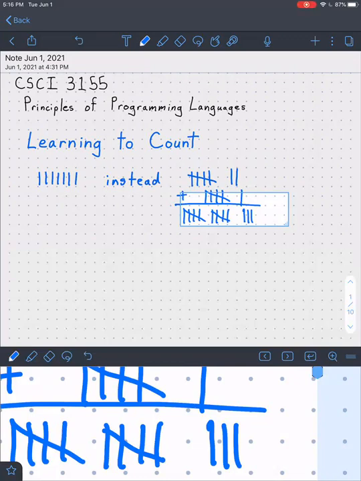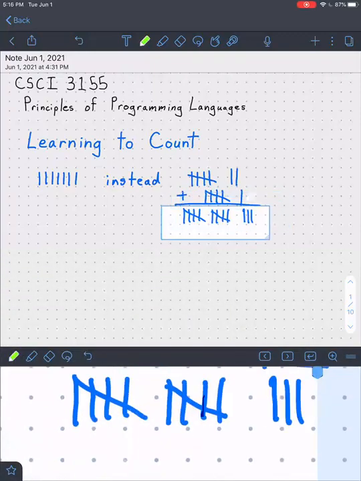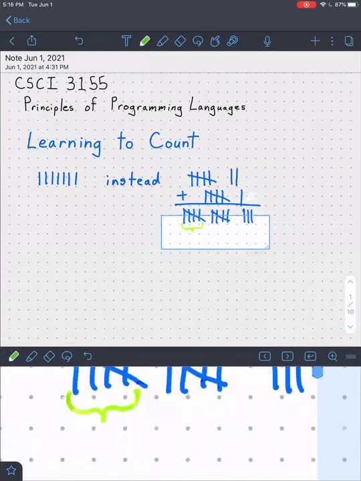Yeah, so we introduce a new symbol. So let's group them by 5s, right? So what's the symbol we introduce for that crossed out group? So for instance, here I've got 5. I want to represent this by a single symbol. Don't like that color though. What could I write that as?